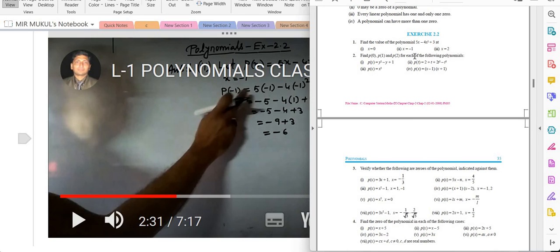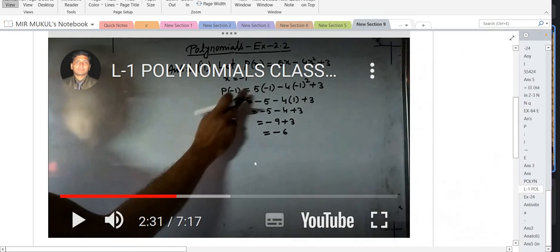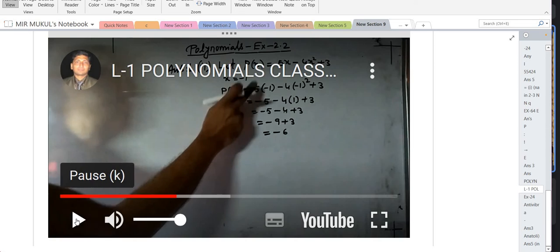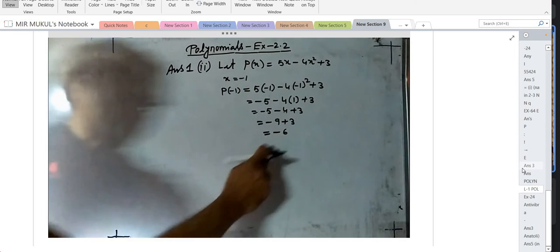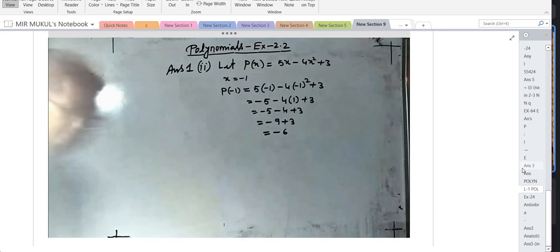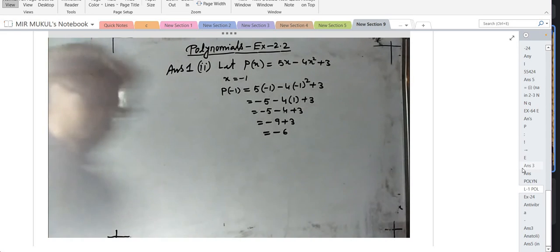Okay. So at minus 1, if you are finding, first you will consider that polynomial as p(x). Then it will be easy to find. Then p(-1) you will find is minus 6. In place of x we have to put minus 1 and we'll get minus 6. This is question number 1. Then question number 2 is also a similar type. That's why I'm not showing question number 2.